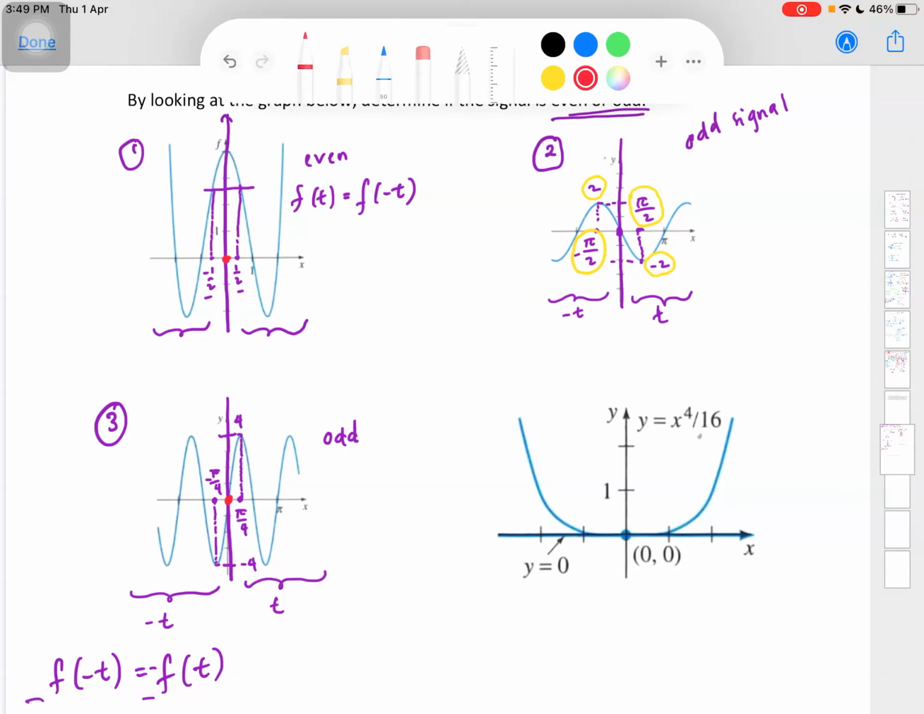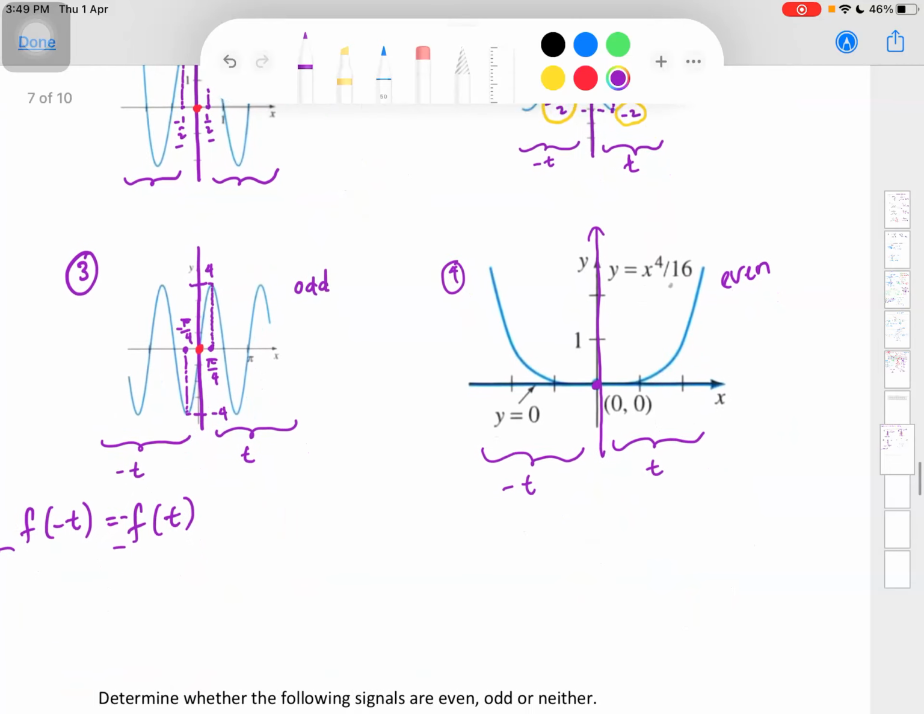Now let's have a look at the fourth signal. You can see that it passes through the origin, but is it an odd signal? So we look at the y scale and the y-axis. We can see that this part where t is positive is equal to this part where t is negative, so they are the mirror image of each other. So this is an even signal.